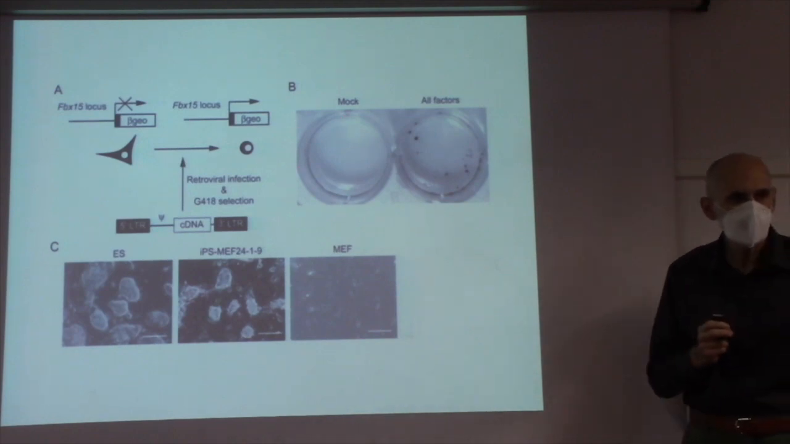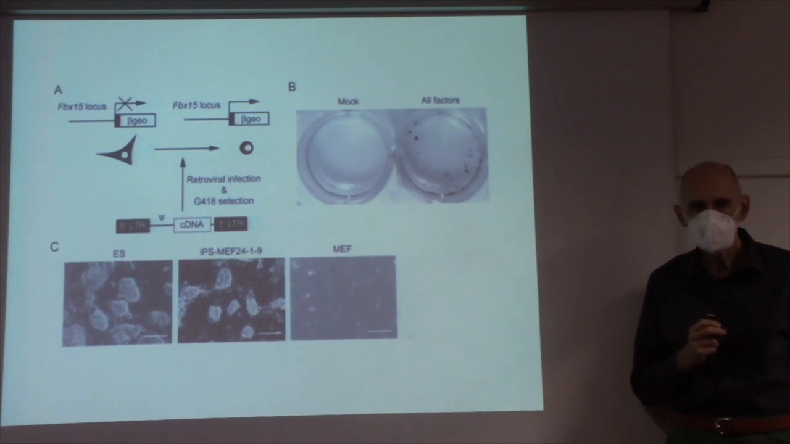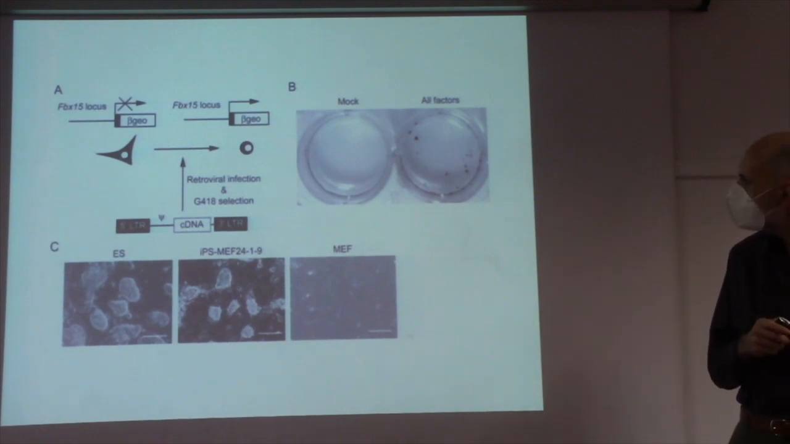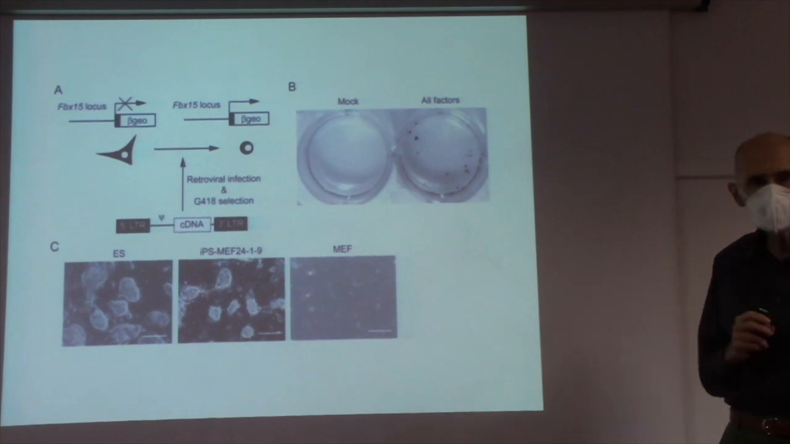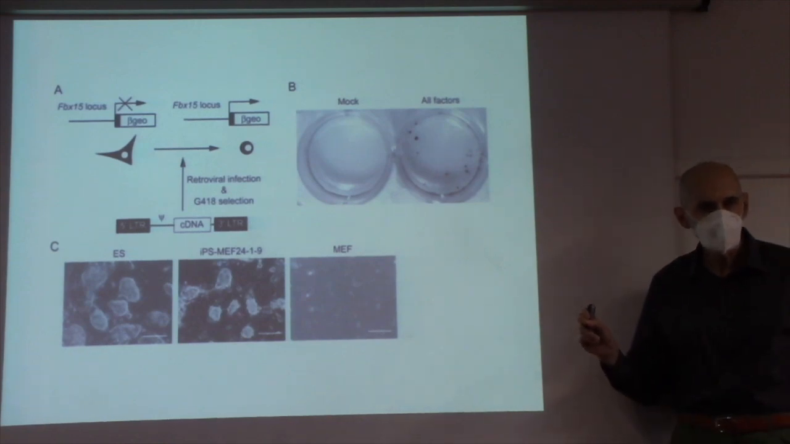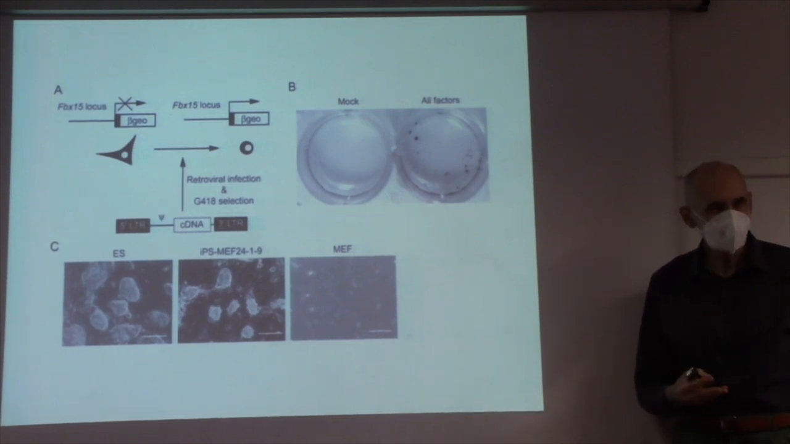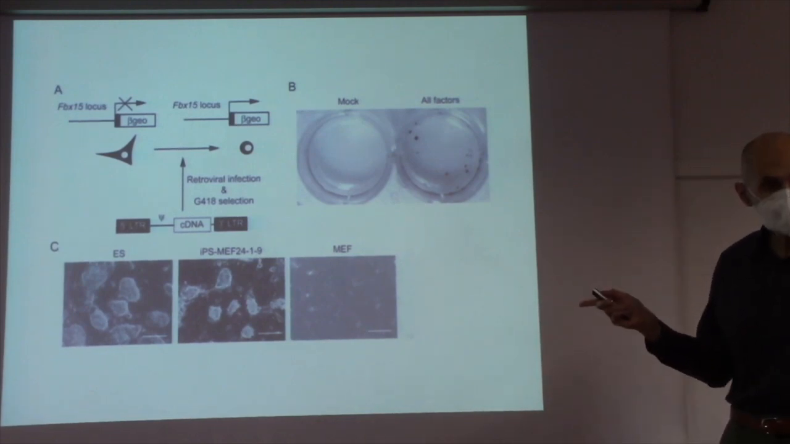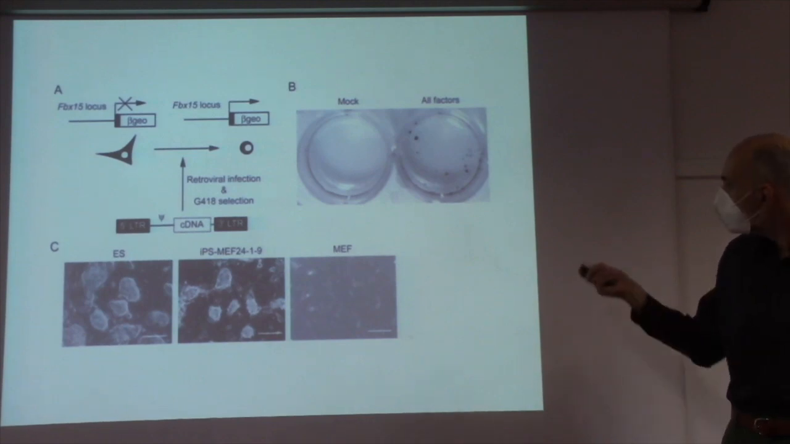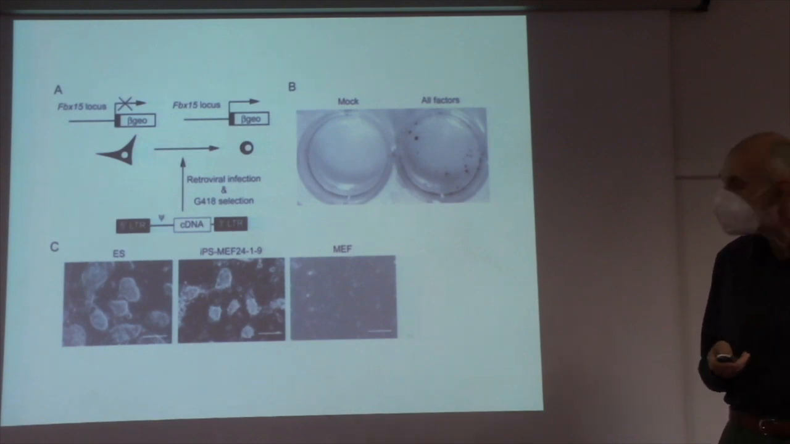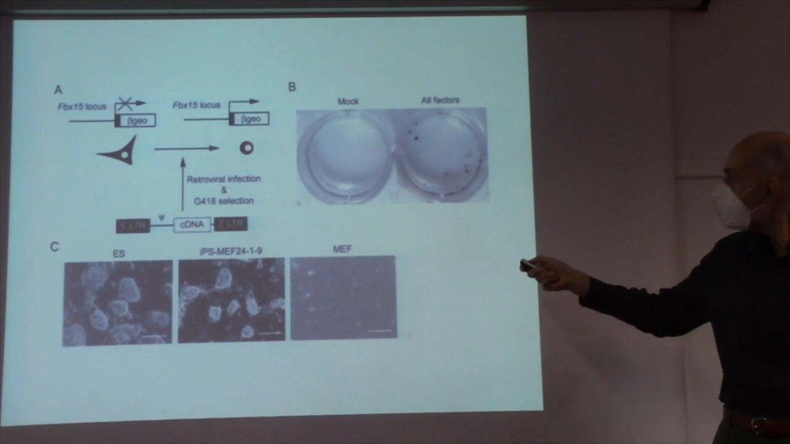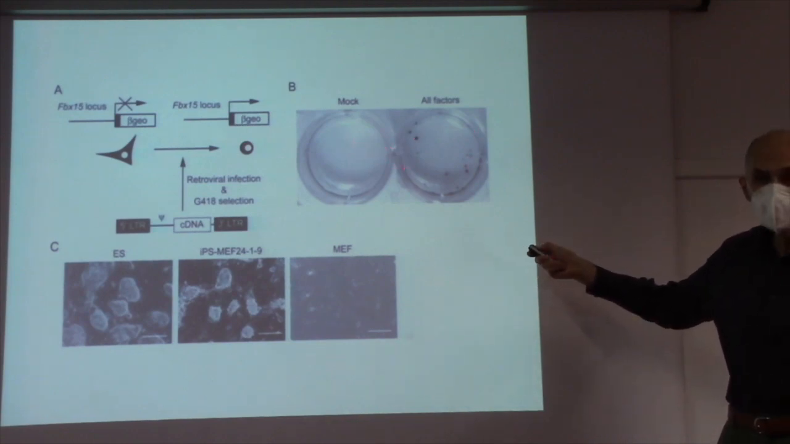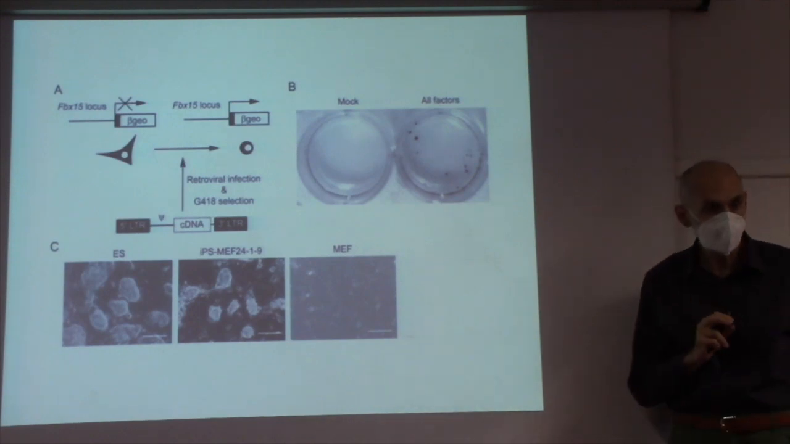What is a mock plate? Mock means, in Italian, finto o presa in giro. So here he used an empty retroviral vector. So he pretended to transduce the cells but didn't do it. And then subjected the cells to challenge with G418. Both plates were treated with G418, and here no cells survived. Here a few colonies formed, implying that some cells had been converted into embryo stem cells.